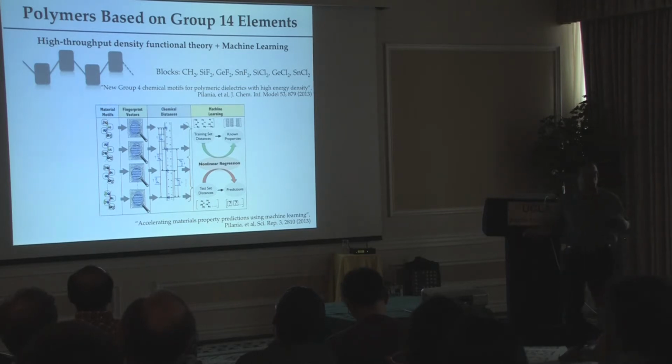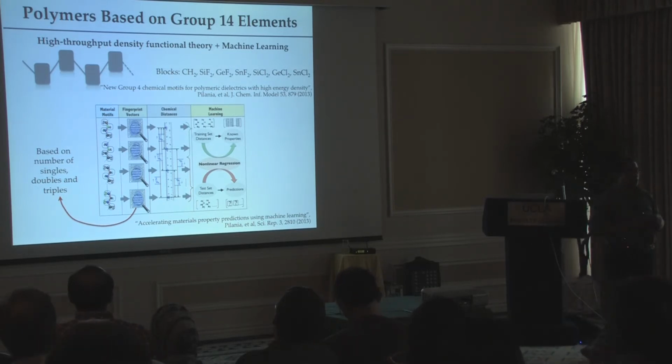Defining the descriptors, defining the fingerprints. How did we do it? We were kind of inspired by the cluster expansion approach. So our fingerprint is very simple. It's based on the number of singles, meaning the number of times a CH2 unit occurs or SiF2 unit occurs and so forth. So there are seven components.